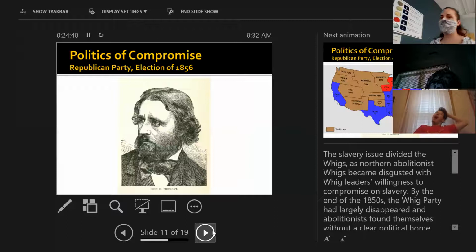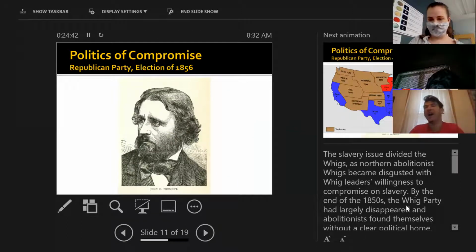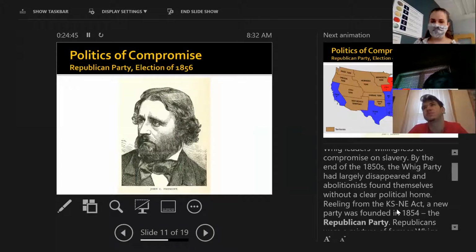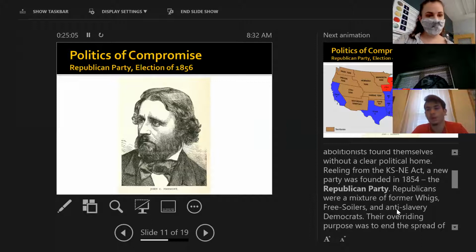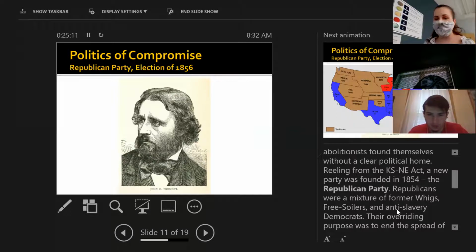And now we're going to look at politics. As we know, neither the Democrats nor the Whigs push for abolitionism within their political party. So abolitionists decide we're gonna make our own. In 1854, the Republican Party is formed.